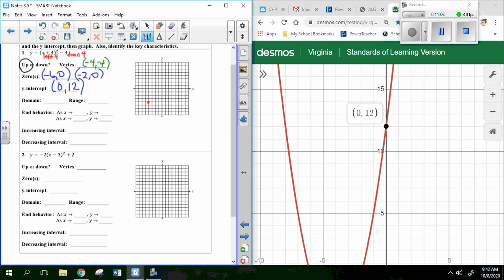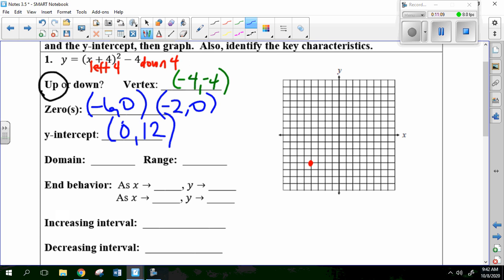Okay? So now I'm going to maximize my other screen, and I'm going to plot those points. I already have my vertex. Now I'm going to do (-2, 0), (-6, 0). Do you think (0, 12) fits on this one? No. Okay, so just be careful that when you sketch it, you don't look like you're going to cross the y-axis too early. Okay? And there's your sketch. Questions?